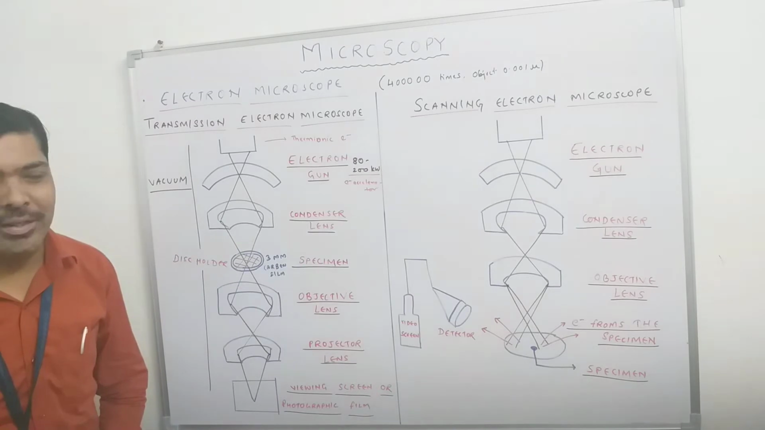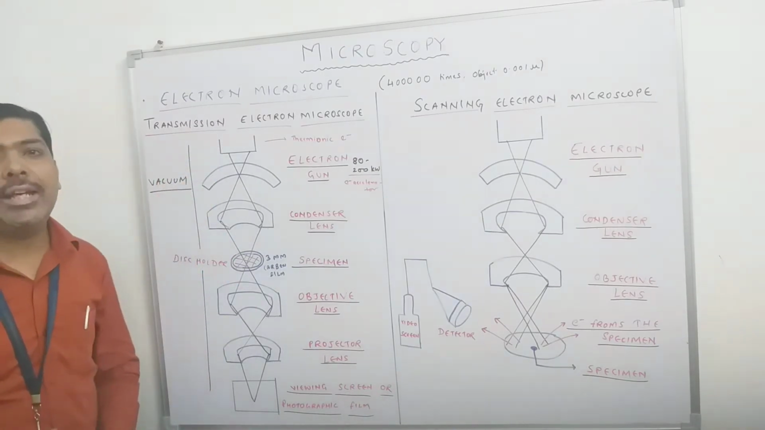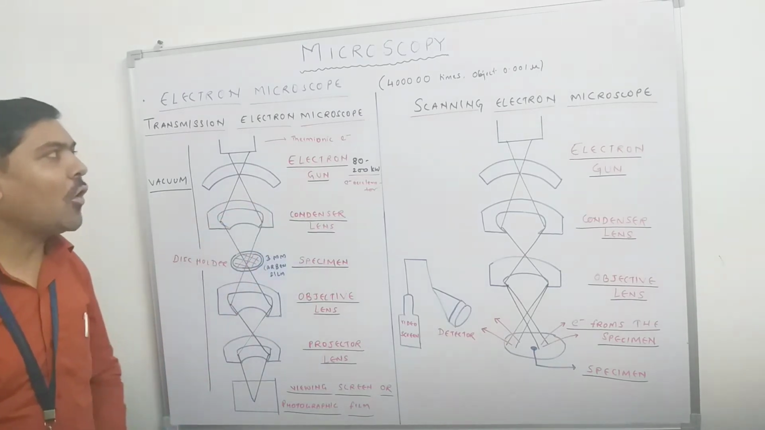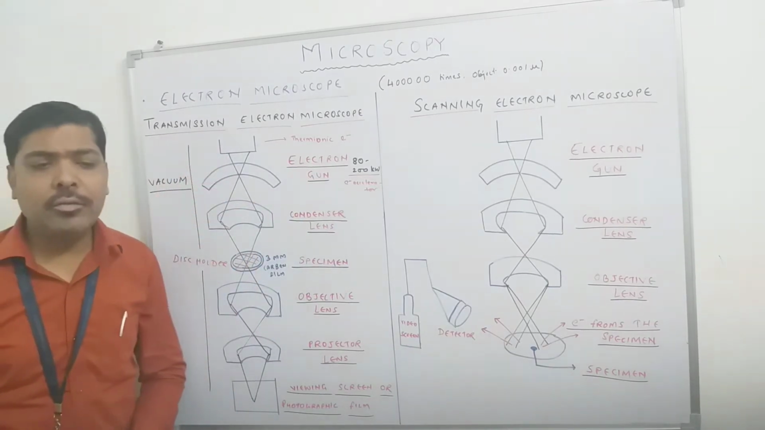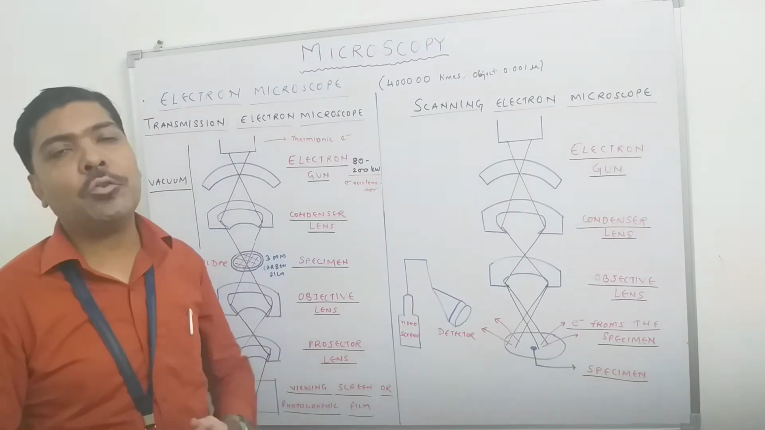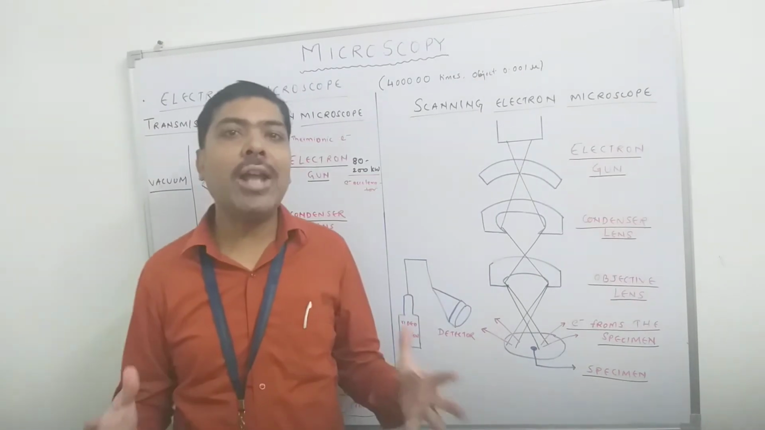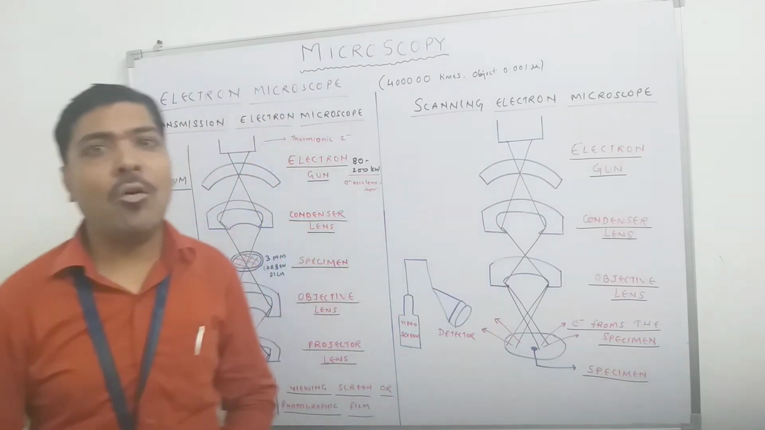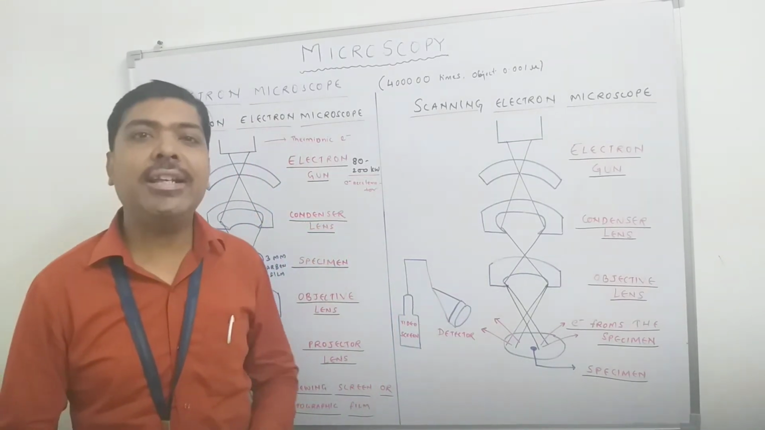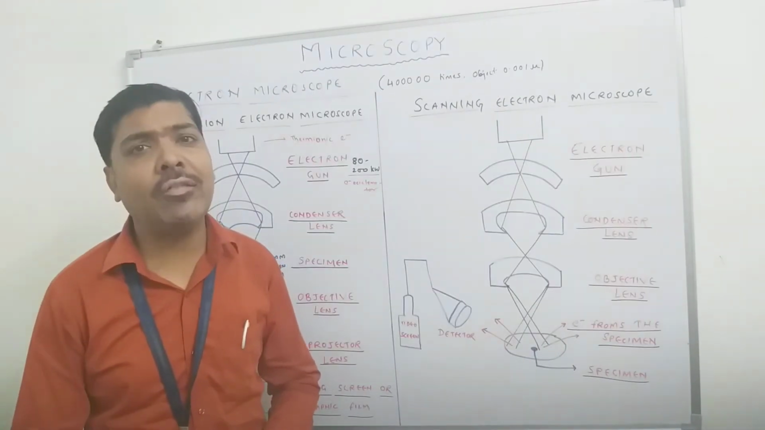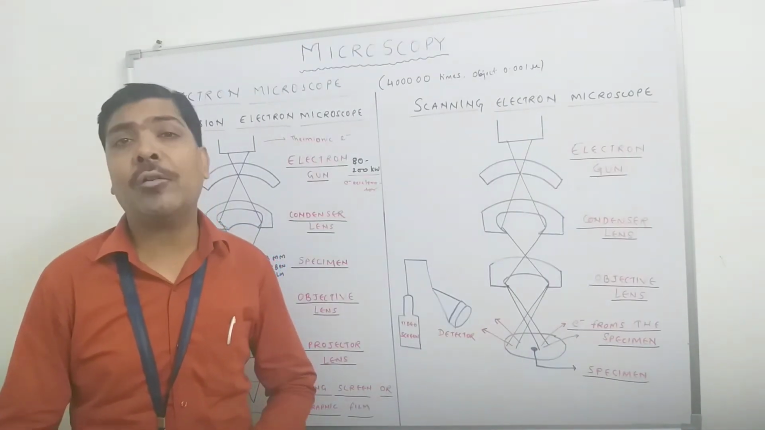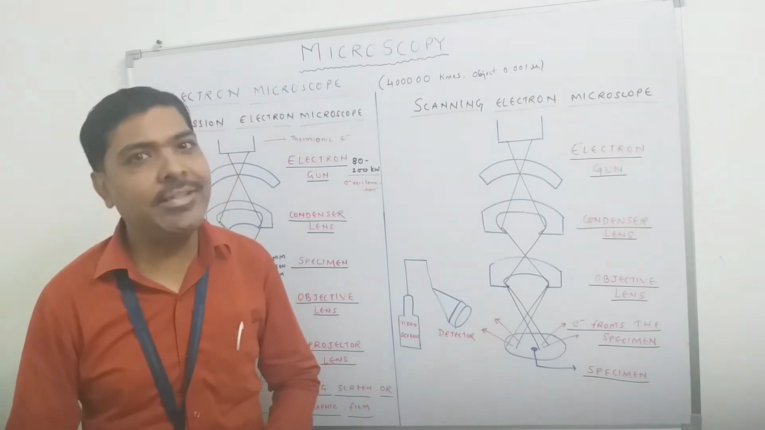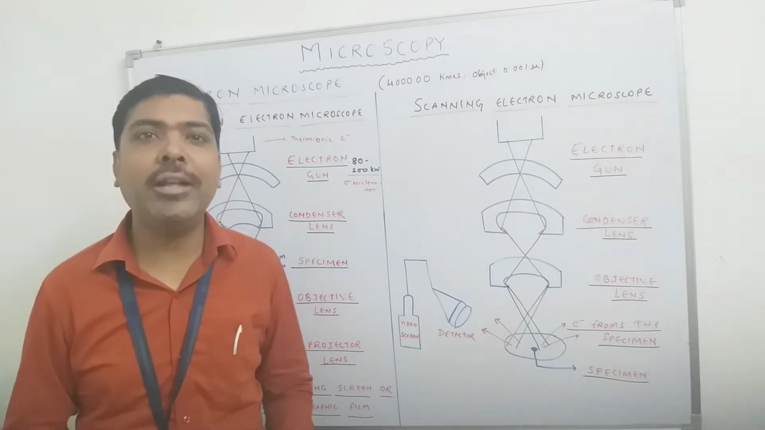Now the next part of the machine is the electron gun portion, which consists of the source of electrons. Since it is an electron microscope, we need electrons as a source. Those electrons are generated with the help of various metals, and these metals are heated. The electrons generated because of the heating of an element like tungsten are called thermionic electrons.